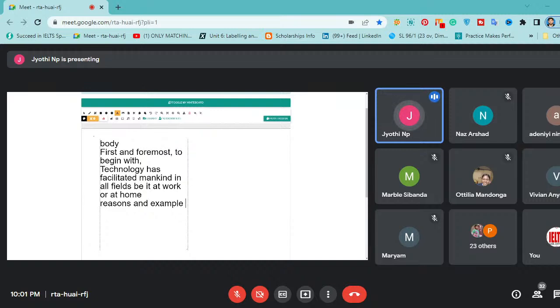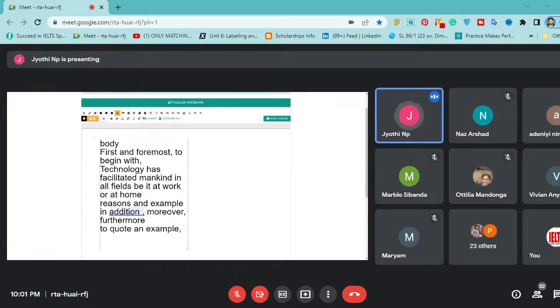So when you're giving reasons and examples, you can add connectors like in addition, moreover, based on, then furthermore, and so on. I will provide all this in the notes later on. Then later, when you're trying to give an example, you can say to quote an example, to illustrate, to cite an example, and so on.